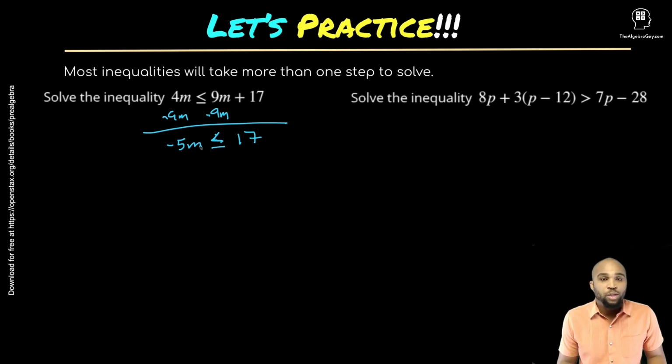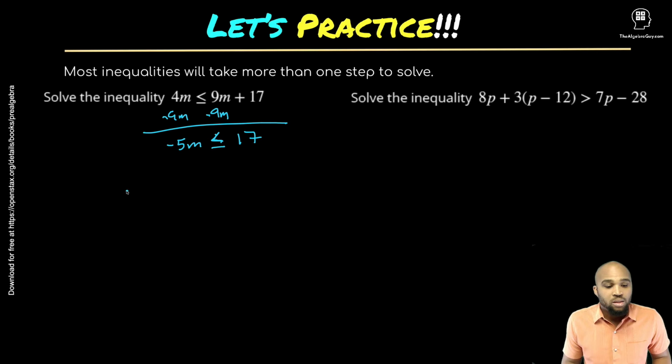There are two ways you can read it, though. You can read it from the left or right, but just make sure you're reading it properly. In this case, how would I read this? I would say negative 5m is less than, because the mouth is pointing away from the negative 5m, so it must be less than or equal to 17. But I could read it the other way and say 17 is greater than, because the mouth is open that way.